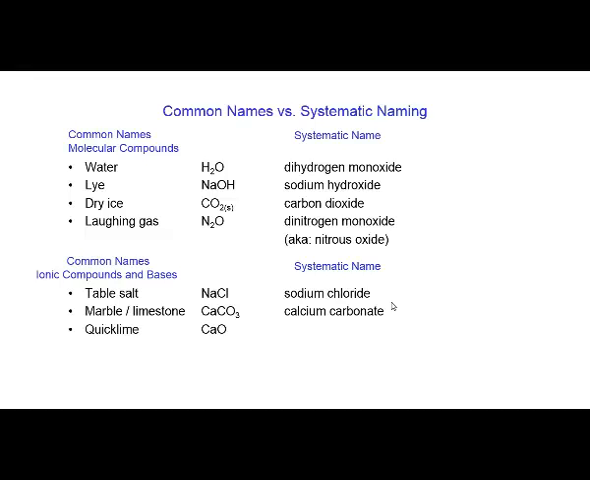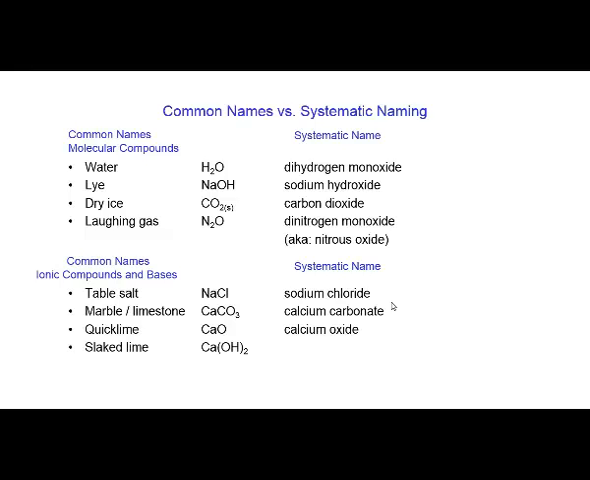Quicklime is a common name for CaO. Now if I use my systematic naming rules for this, I name the cation first, which would be calcium. Then I name the anion, which would be oxide. The calcium has a +2 charge as the cation here. The oxide has a -2 charge. So let's just name it as calcium oxide.